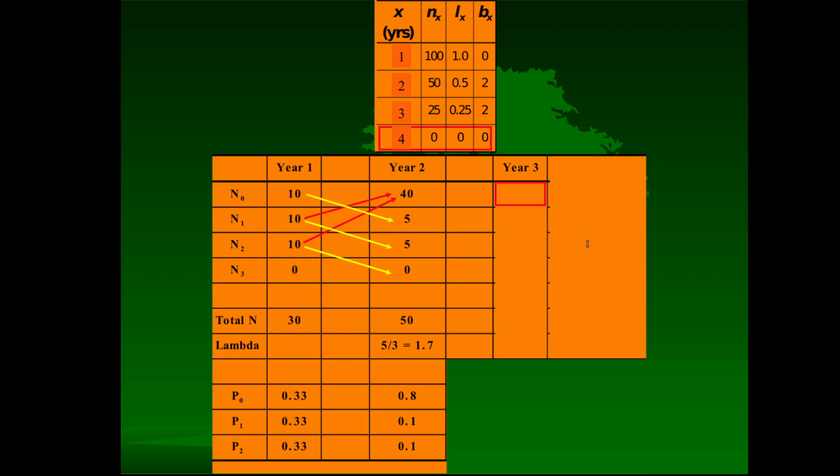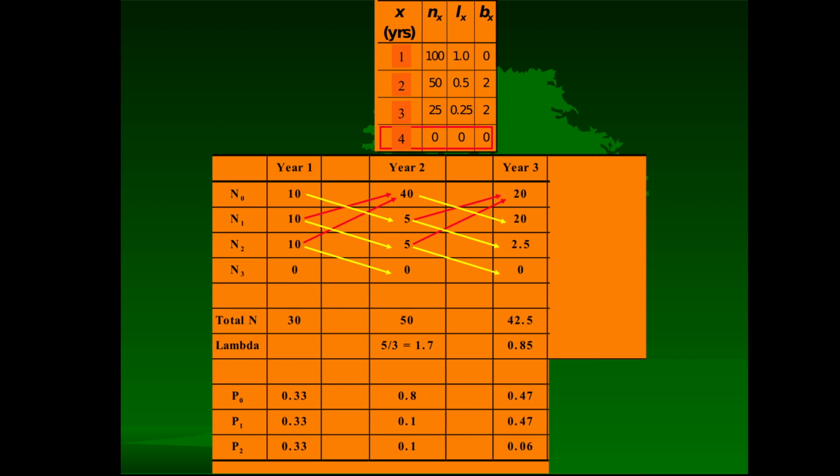So let's carry this out another generation. How many in this first age group? Well, we have 5 times 2 plus 5 times 2, giving 20. How many in the next age group? We have 40 divided by 2, or 20. How many in the next? 5 divided by 2, or 2.5. This gives a total of 42.5 individuals, which actually is a drop from 50 the year before. So the lambda from year 2 to 3 is only 0.85.